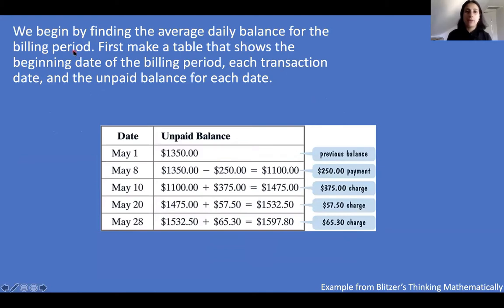All right, first we want to find the average daily balance for the billing period. We make a table that shows the beginning date of the billing period and each transaction date and the unpaid balance for each date. So we'll start with May 1st. We already had $13.50 on this credit card. That was our previous balance. On the 8th, we made a payment of $250. So we're going to subtract that from the unpaid balance, leaving us with $1,100. On the 10th, we added a $375 charge, so we add that on to the balance, and we have $1,475. On May 20th, we charge another $57.50, so we add that, giving us $1,532.50. And on the 28th, we charge another $65.30 for a grand total of $1,597.80.